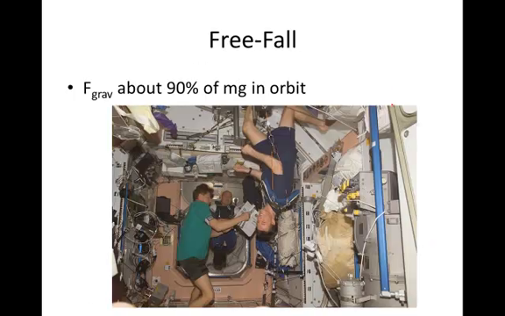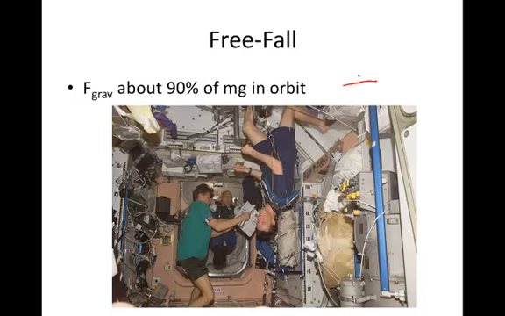Another good example of your senses lying to you is when you're in orbit on the space station or something like that. It turns out that the gravitational force on your body in orbit is only about 90% of mg. Mg is that gravitational force you feel on the surface of the Earth. So the Earth is only pulling about 10% less than it does when you're on the surface of the Earth. But what's happening is the space station is falling along with you. This is essentially what we call free fall. And so you're not actually feeling any of these surfaces pushing on you.